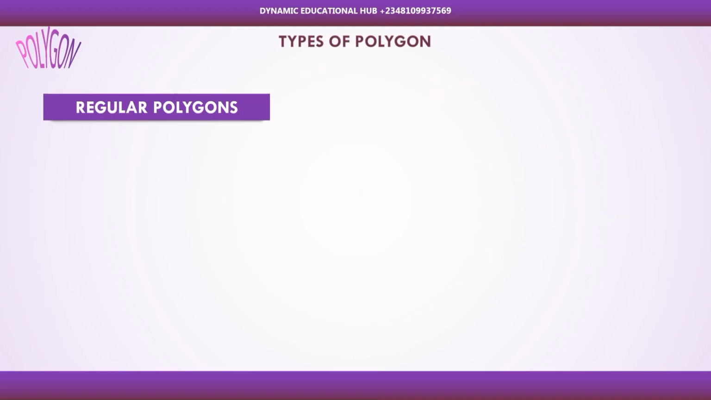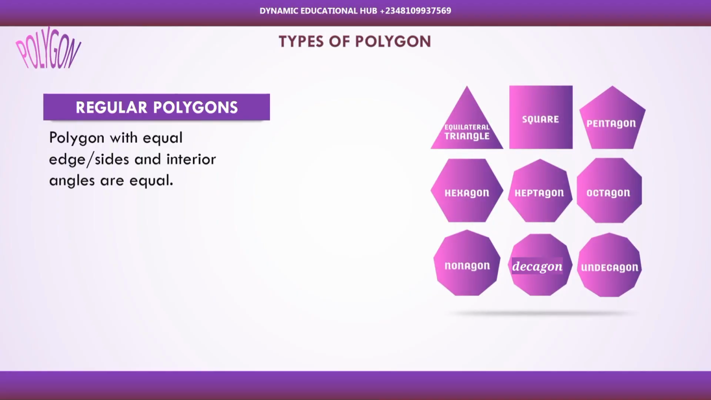Now we have types of polygons. The first type of polygon is regular polygons. Regular polygons are polygons with equal edges, equal sides, and equal interior angles. Don't forget, interior angles are the angles inside. When all the interior angles are the same, we have a regular polygon. And automatically, if the interior angles are equal, it means that the edges will also be equal.